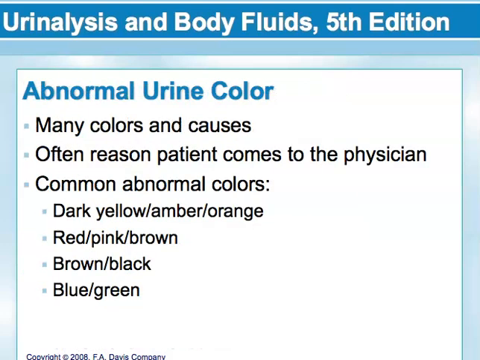Some abnormal urine colors. There's a chart in your book that correlates urine colors to causes. Some common abnormal colors include dark yellow, amber, and orange, red, pink, and brown, brown to black, and blue to green.